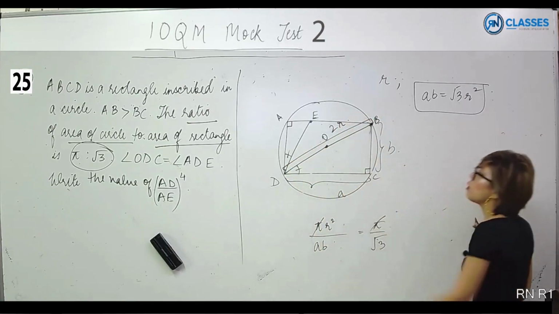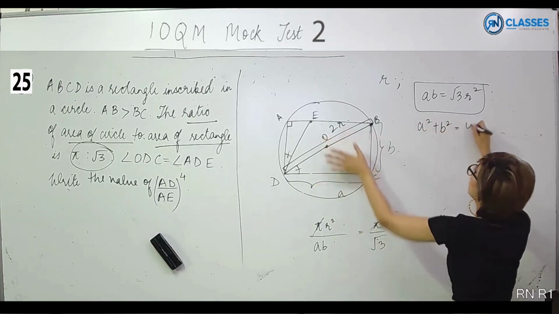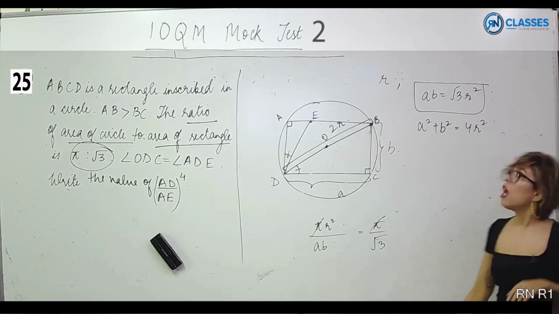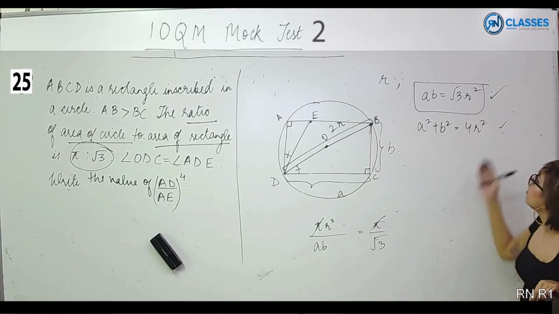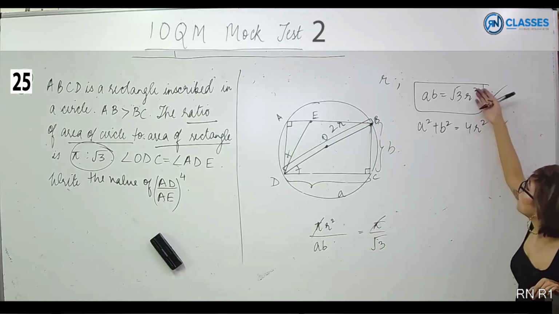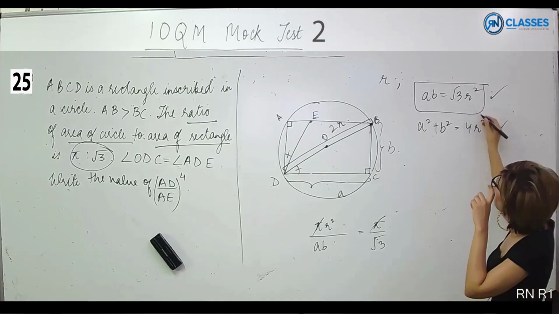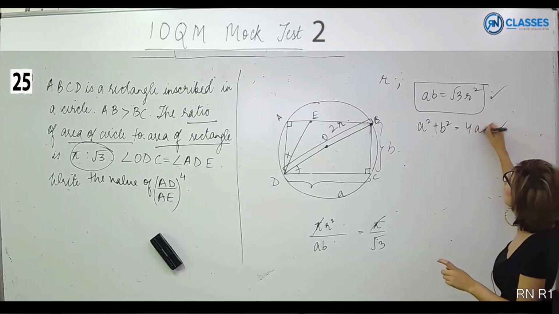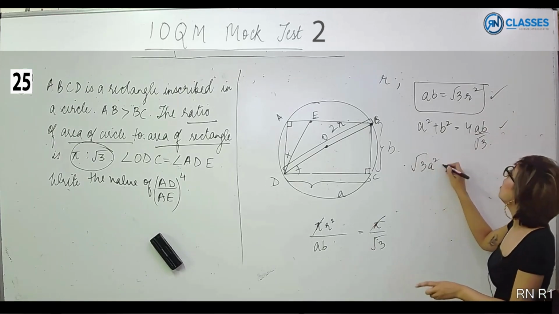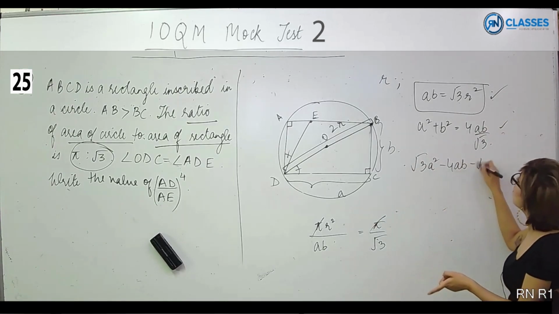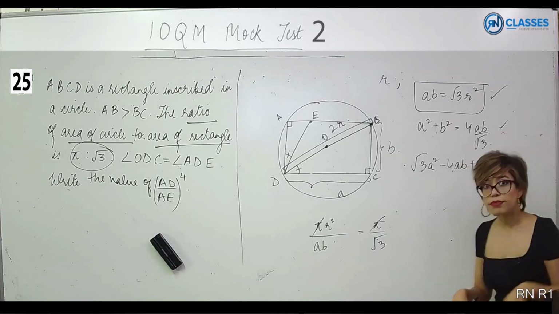So using Pythagoras theorem I can say that A square plus B square equal to 2r whole square, which is 4r square. I have this condition, I have this condition. Cool. So what I'll do is I will take the value of r square from here and will substitute here, and I will get r square is nothing but AB by root 3. So I am getting this equation: root 3 A square minus 4AB minus root 3 B square plus root 3 B square equal to 0.